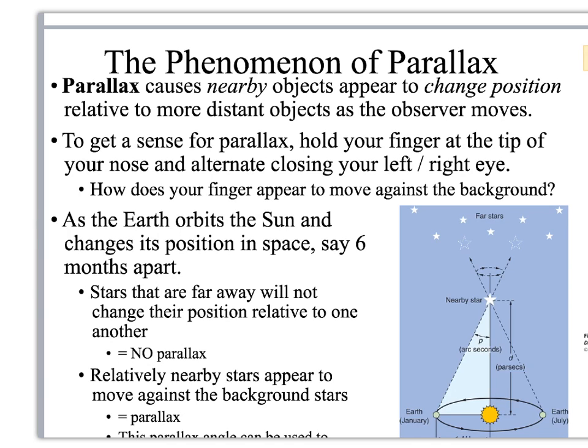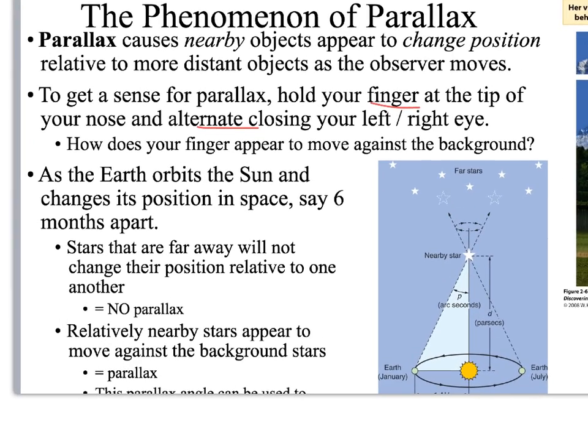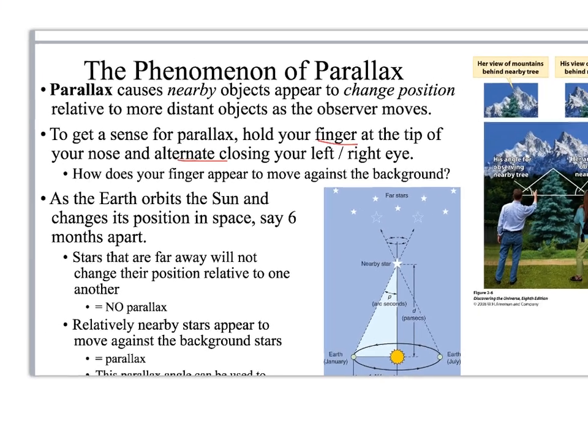Now, in class, what we did was we extended our finger, and then we alternated. We put our finger not too far from our nose, and we close one eye and close the other eye. We could see the finger move. That's parallax. The farther we move our finger away from us, the less parallax we see. Okay, so that's parallax.